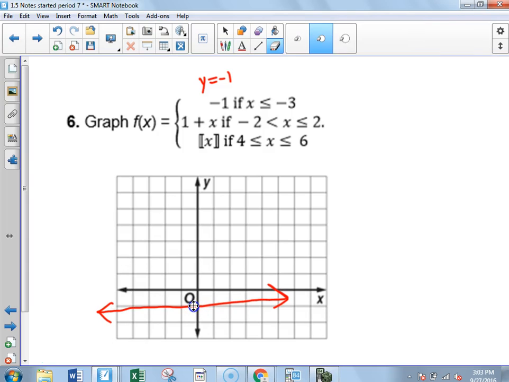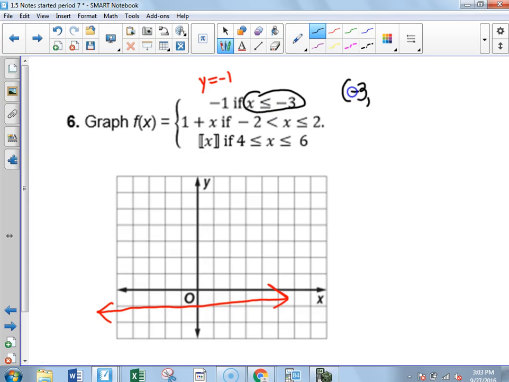But I only need to keep the piece that is from -3 and less. So at -3, I get -1, but because it's an or equal to, is it a solid or open dot?